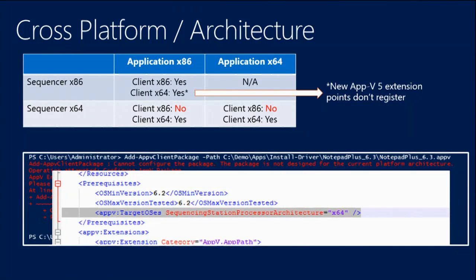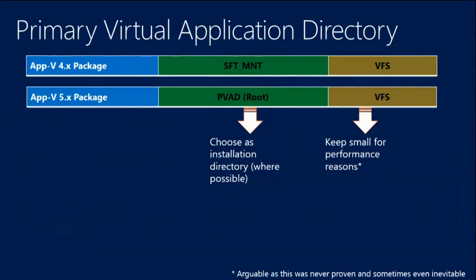So I always have been a fan of using the same processor architecture as the application, so sequencing 32-bit on a 32-bit machine. And this proves that that's still the case if you want to do any cross-platform architecture. And there was one thing we ran into, is that the new AppV5 extension files, they don't get extended for some reason, but I think that's a bug. I haven't checked in SP1 if that's fixed, because there's no reason why it wouldn't do that.